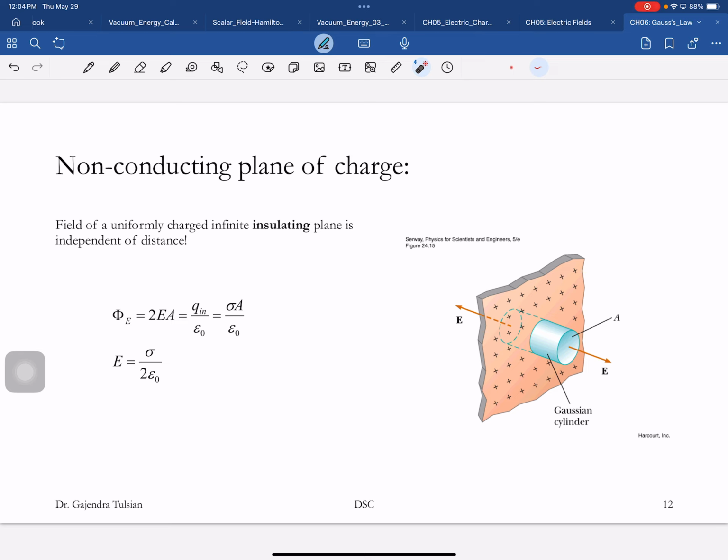It's sigma by 2 epsilon naught in this half of the universe, and sigma by 2 epsilon naught in this half of the universe. Very strange. That's crazy. That is crazy. Okay, you can say that again. But that's a fact.